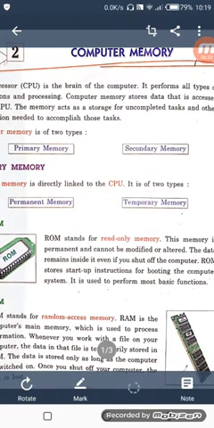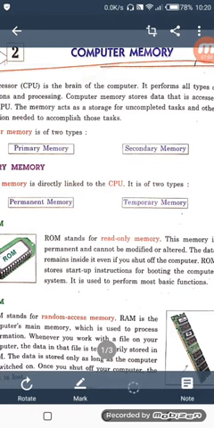RAM means random access memory. RAM is the computer's main memory. Whatever we open remains there until the task is completed. It remains in RAM, but RAM does not save the data permanently, it is temporary. The word used for RAM is volatile.